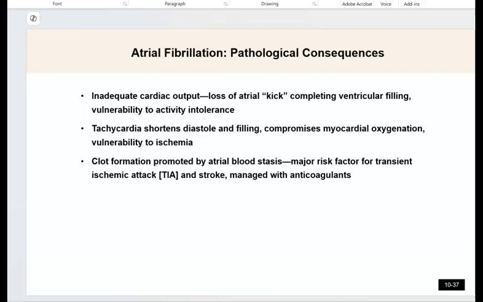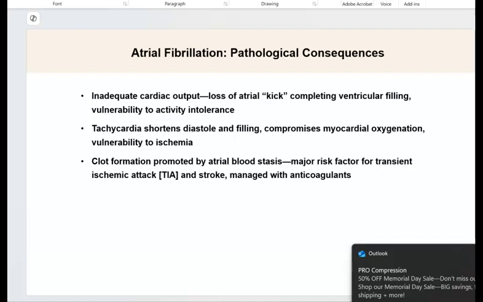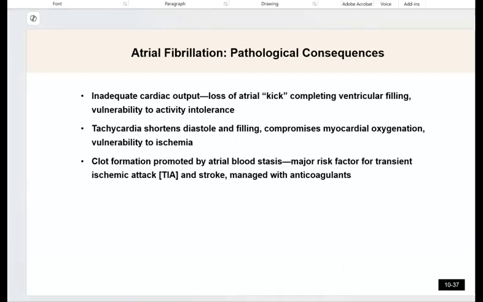The other problem with atrial fibrillation is it does cause inadequate cardiac output, and you lose your atrial kick, which decreases your cardiac output. People with atrial fibrillation may be in it and not know it because they don't feel tachycardic. They don't feel like they have any palpitations, but one of the first things they do realize is that they have an increased activity intolerance.